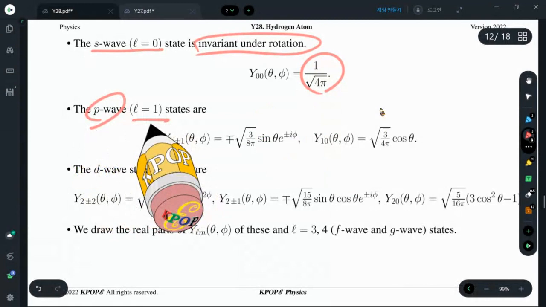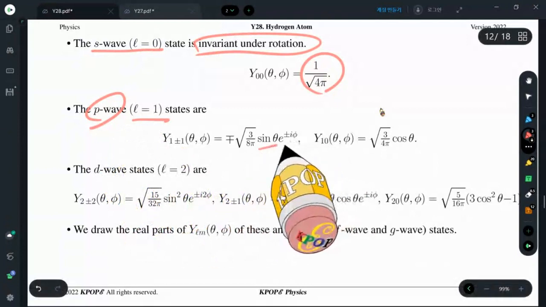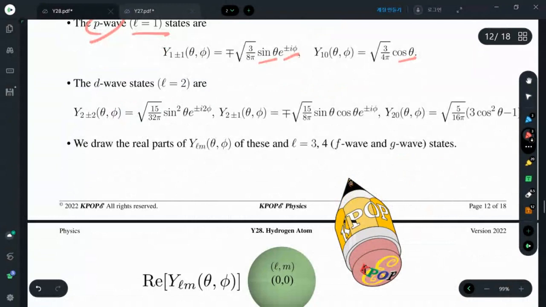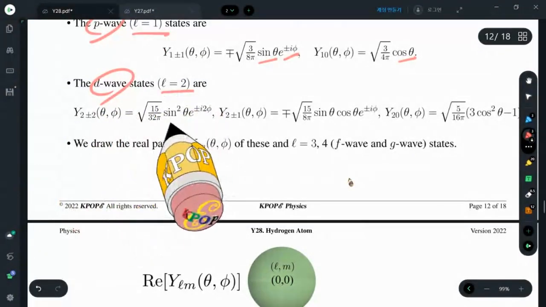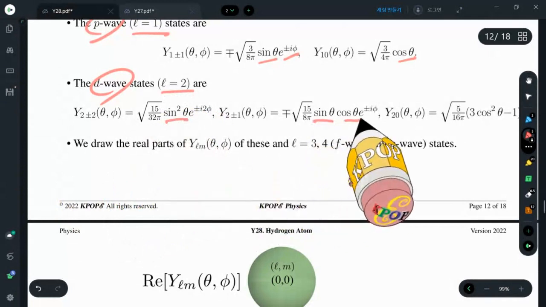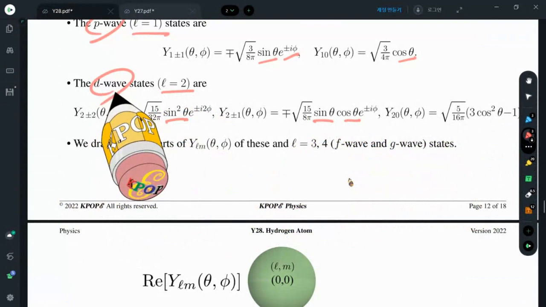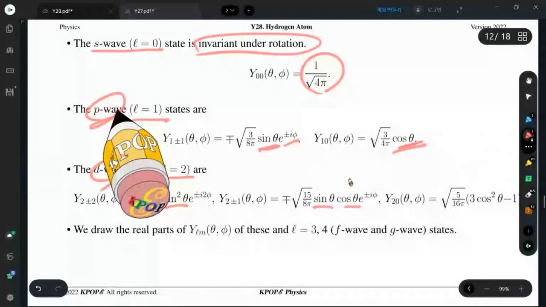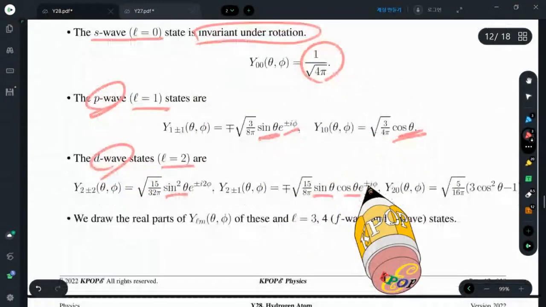P wave is when the orbital angular momentum quantum number is 1. In the P wave, theta-phi dependence begins, and D wave is l equals 2. Sinusoidal function squared appears in the D wave, the sinusoidal function's linear term appears in the P wave, and no sinusoidal function or exponential appears in the S wave.